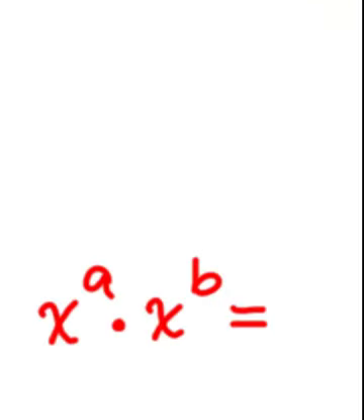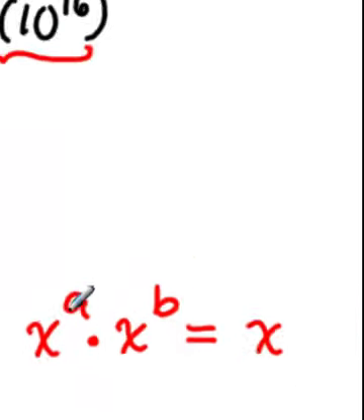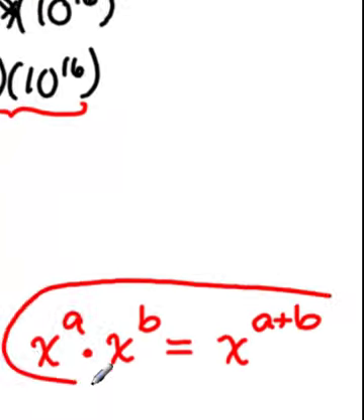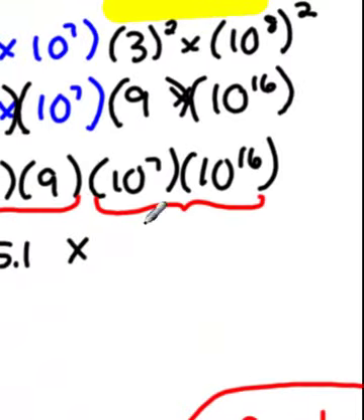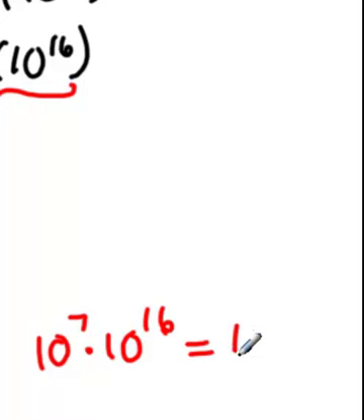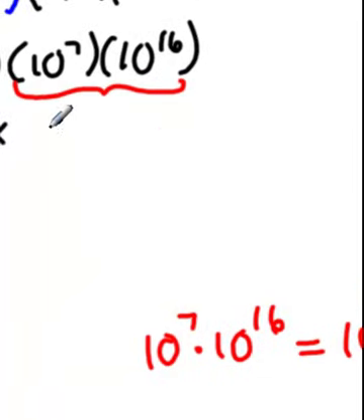The rule is this. The rule for multiplying with exponents is when you take x to the a times x to the b, you keep the base of x and you add your exponents, a plus b. So this is the rule that we're going to be using in order to work out this piece right here. So 10 to the 7 times 10 to the 16, we're going to keep the base of 10 and add the 7 plus 16. Because 7 plus 16 gets me 23, I end up with 10 to the 23.